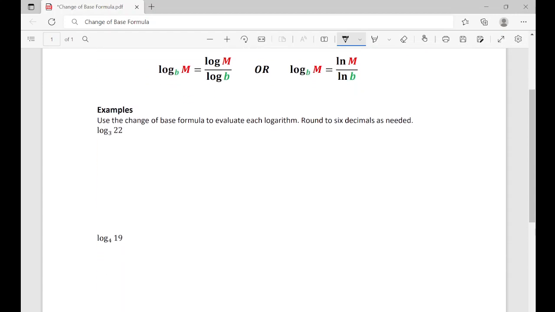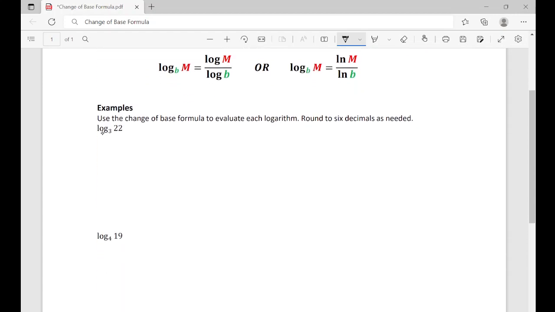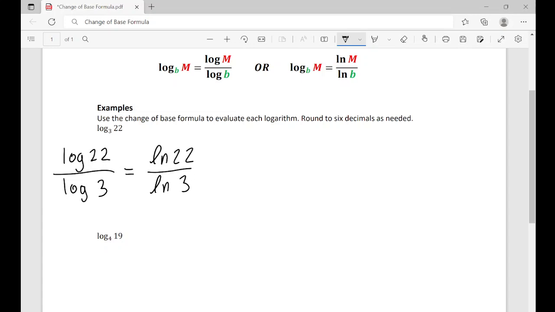So let's go and use the first one. We're going to do log base 3 of 22, and we're going to change it using one of the two. In fact, I'm going to actually use both to show that they're the exact same. So log base 3 of 22 is going to be log 22 over log 3. And this is the exact same as ln 22 over ln 3.